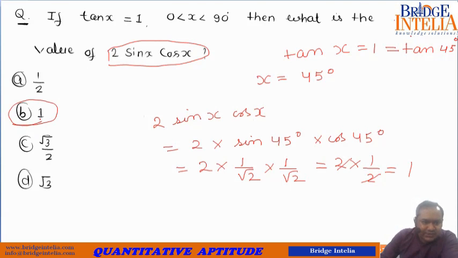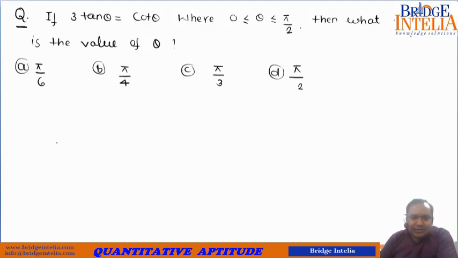So let's move to the next one. This is a very good question again. 3 tan theta is equal to cot theta.